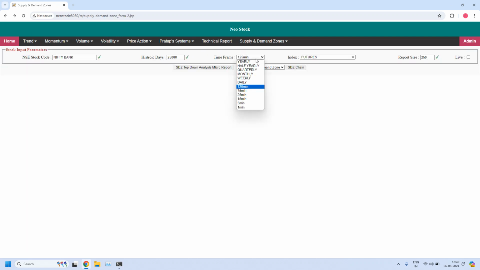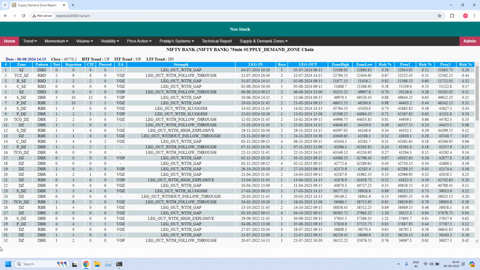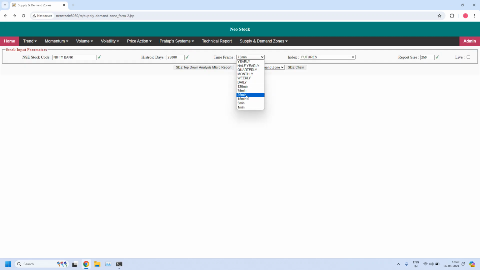And the next time frame is 75 minutes. Now we are generating 75 minutes supply demand zone chain for Bank Nifty. And the next time frame is 25 minutes. Now we are generating 25 minutes supply demand zone chain for Bank Nifty.